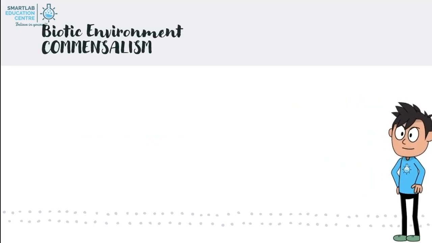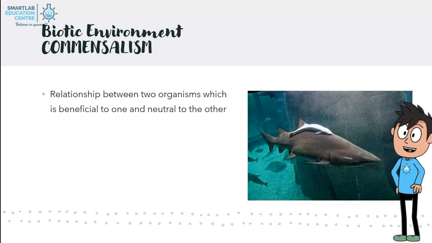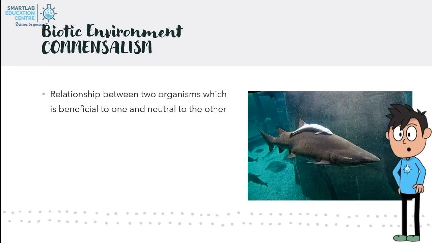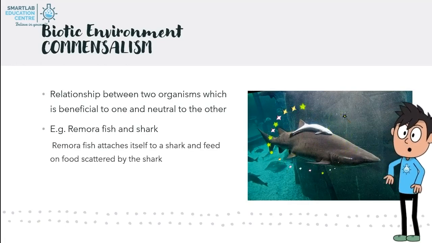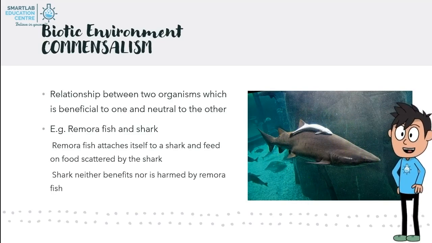Commensalism. It is a relationship between 2 organisms which is beneficial to one and neutral to the other. For example, remora fish and shark. Remora fish attaches itself to a shark and feeds on food scattered by the shark. Shark neither benefits nor is harmed by remora fish.